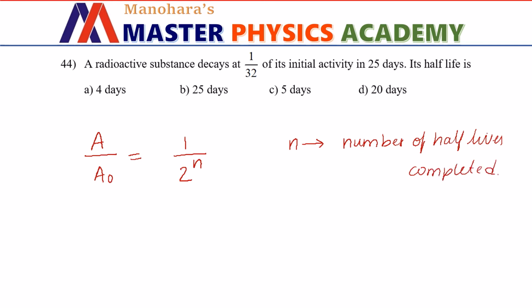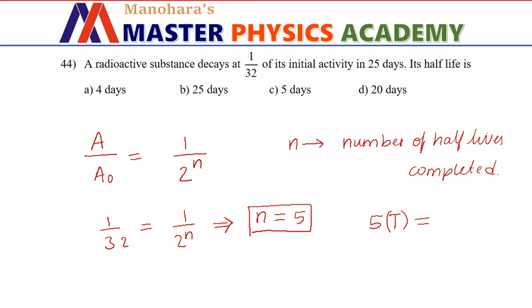Now let us substitute. A by A naught is given as 1 by 32, and that is going to be equal to 1 divided by 2 power n. Upon solving, we will find that n is equal to 5 in this case. That means 5 half-lives have been completed, which is equal to 25 days. Solving this, we get the answer T equals 5 days. Therefore, option C is the right choice.